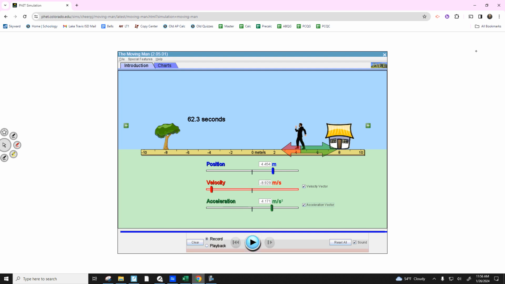Watch this. Oh, he was not moving at all. Thank you very much. Okay. Negative velocity, positive acceleration. I just slowed down for that moment.